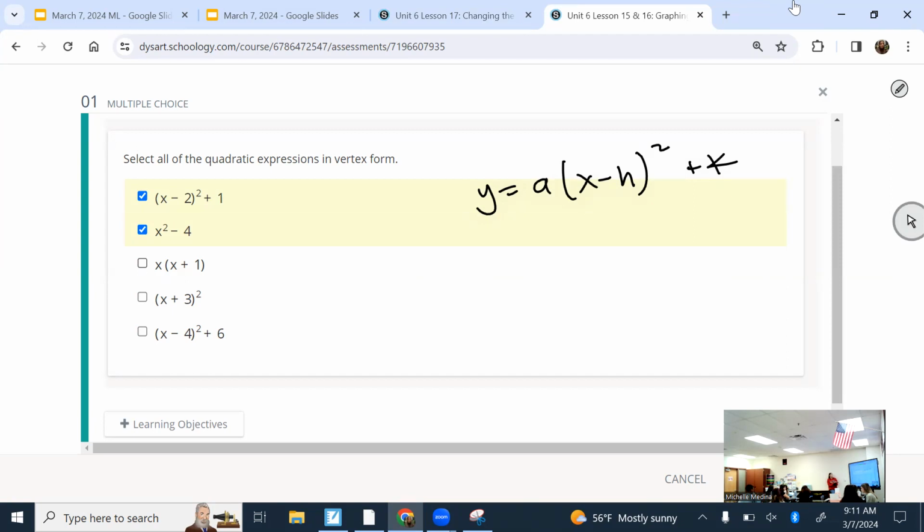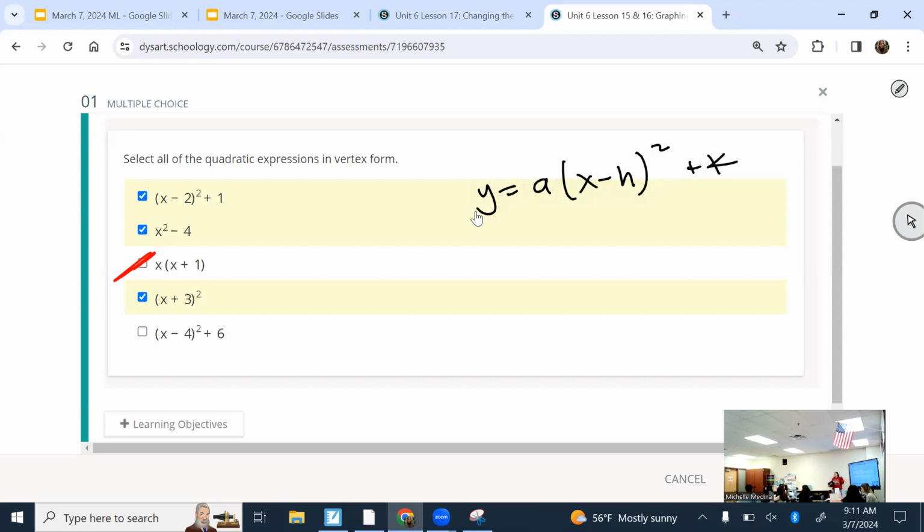Okay, definitely not, because it doesn't have that squared part. In vertex form, you should see a square, whether it's on the x or outside the parentheses where the x is, you should definitely still see that. So we're definitely not going to pick this one. Would this one be in vertex form? I'm going to go with yes, because I can identify the vertex as (-3, 0). So I'm going to go with yes on that one.